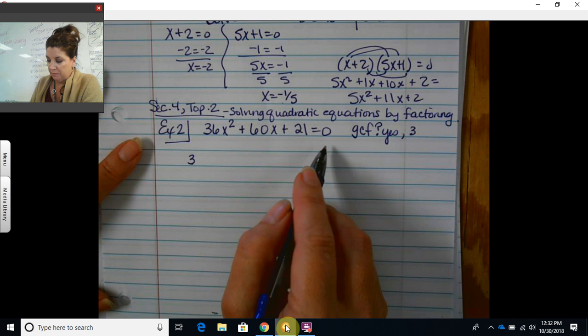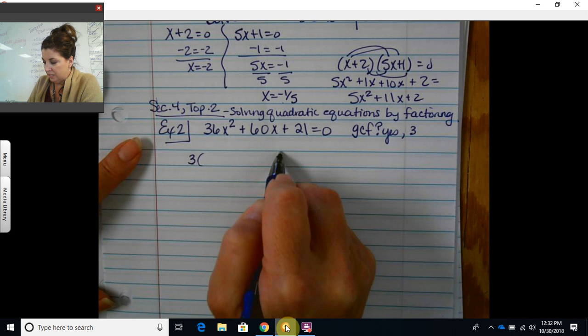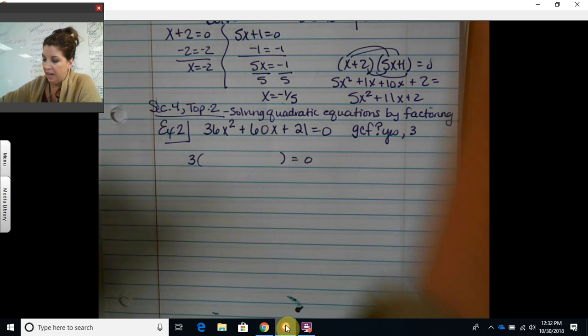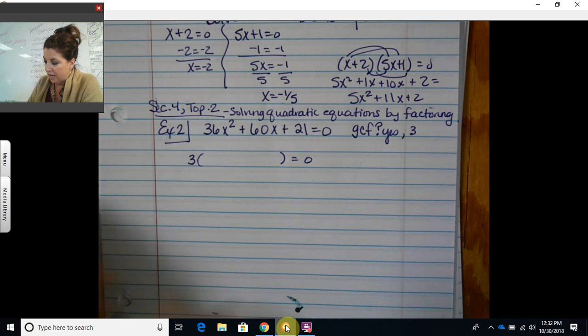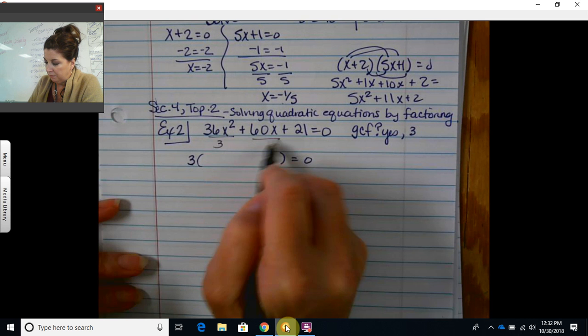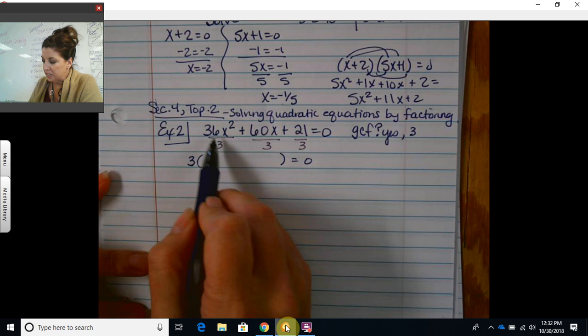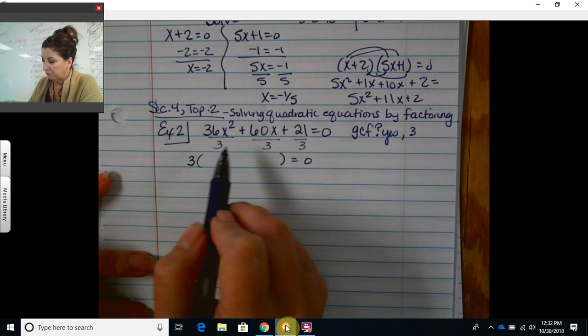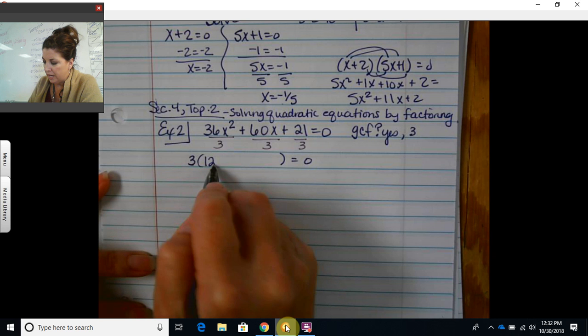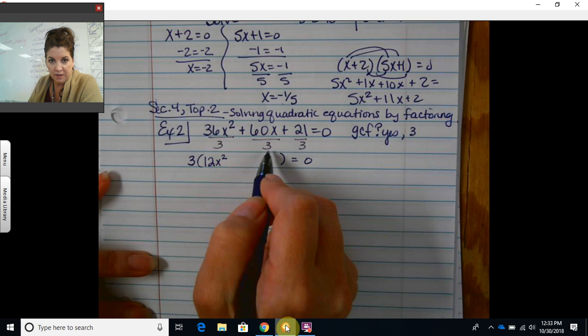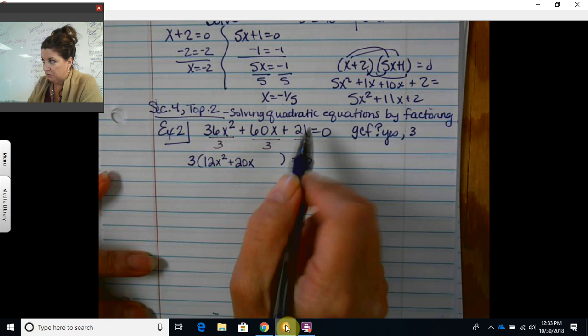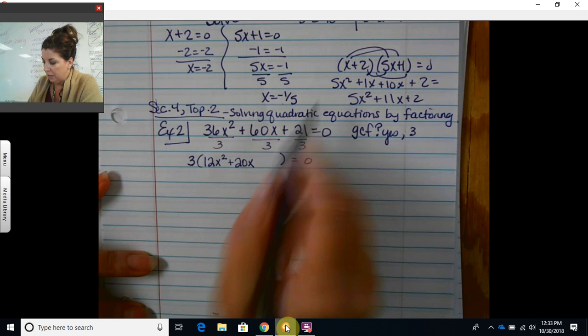So I write my 3 outside parentheses, and then to figure out what is left after I factor it out, I divide each term by 3. Whatever's left goes inside parentheses. So what's 36x squared divided by 3? 12x squared. What's positive 60x divided by 3? Positive 20x. And positive 21 divided by 3? Positive 7. And if you're not sure, you could check yourself.